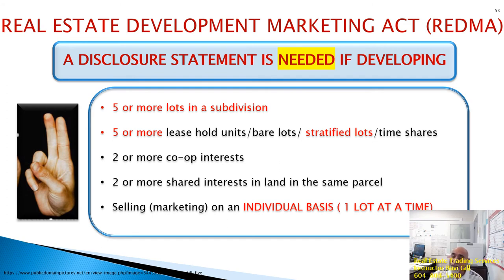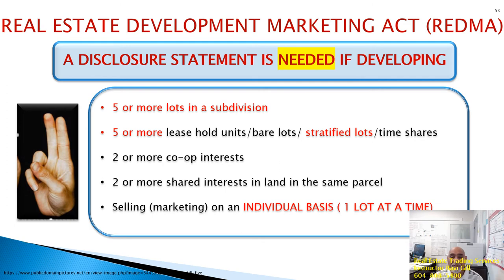Okay, so if he decides to sell all 5 or more to one purchaser, then it's probably thought that the purchaser is also some sort of a developer or an entrepreneur. Then the developer is not required to give a disclosure statement. Okay, it's only if he's going to sell one at a time.